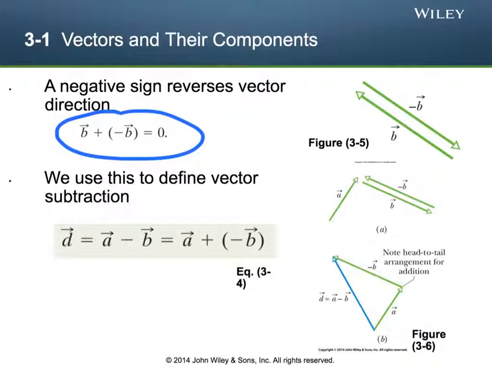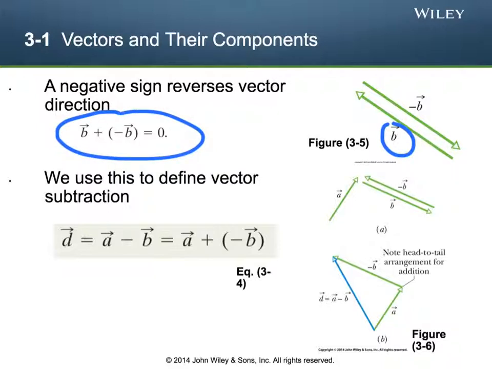But what does that mean when we have a negative vector b? Well, if vector b is right here and it's moving up and to the left, negative b is going to be parallel to that, but it's going to move down and to the right. So it's the same magnitude, just opposite direction. The direction is off by 180 degrees.